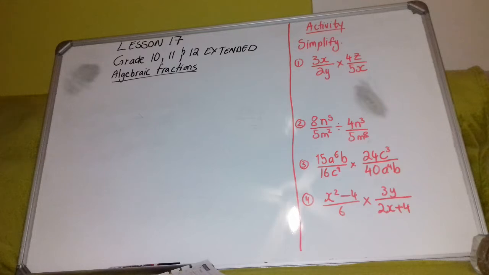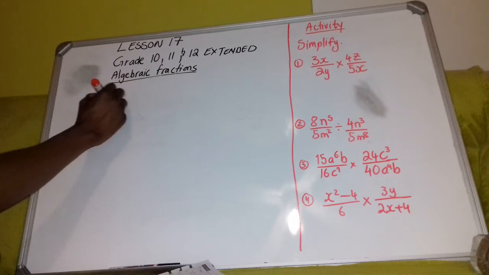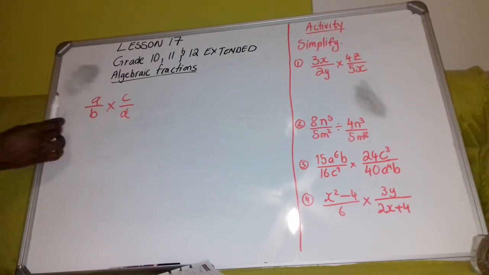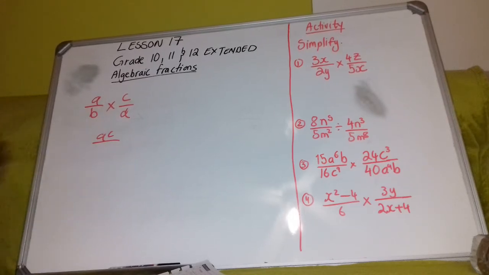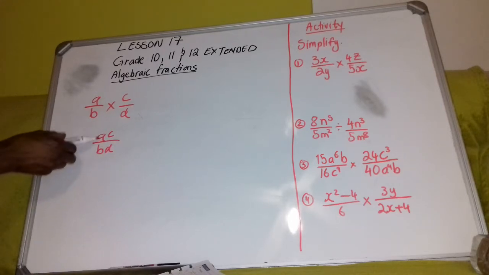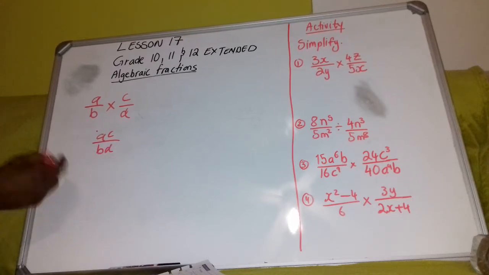So when you are multiplying fractions, it's very simple. Let's say you have a over b multiplied by c over d. You just multiply numerator by numerator, which is ac over denominator by denominator. If there's anything that is common in the numerator and also the denominator, you can cancel them out.